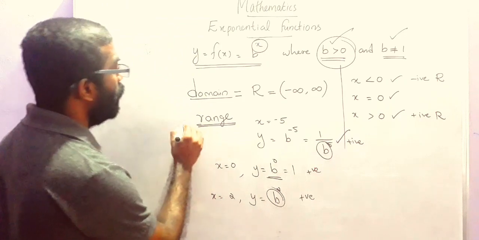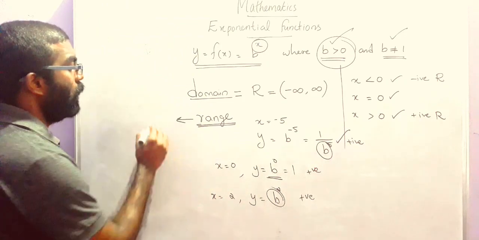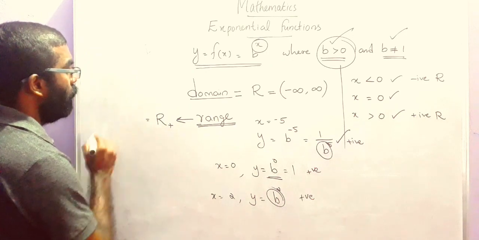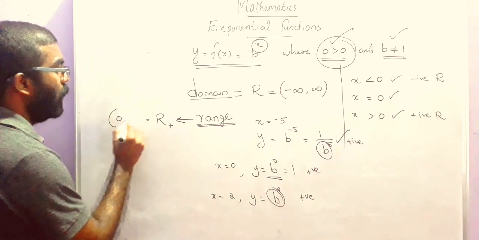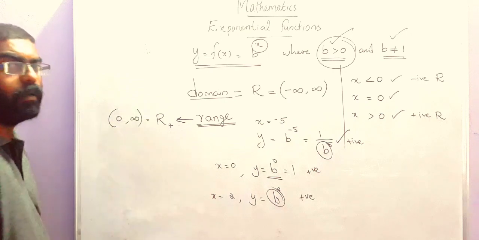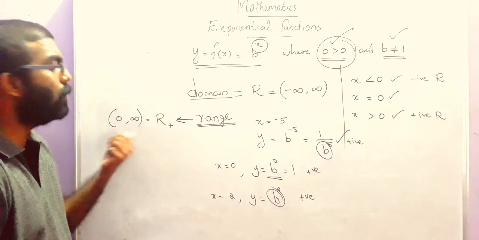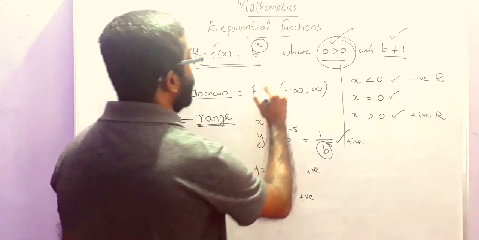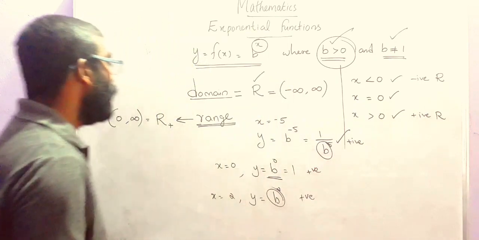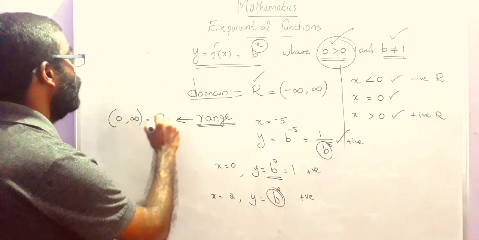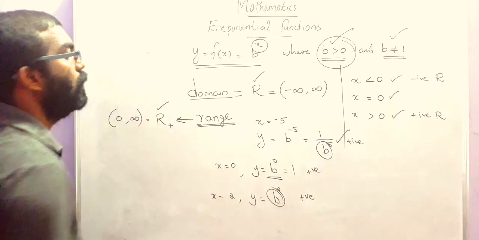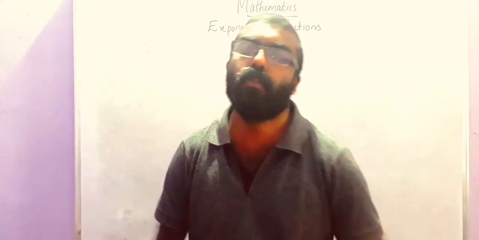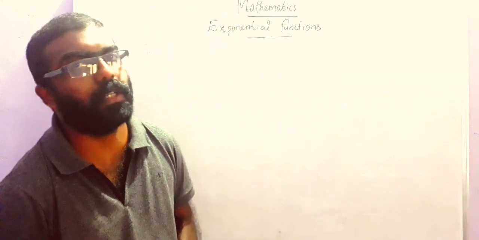So the range we can write as the positive real numbers, that is R plus, or we can write it in interval form, open interval 0 to infinity. So once again, the domain is the set of all real numbers and the range is the set of all positive real numbers. Okay. Now there are two particular types of exponential functions.